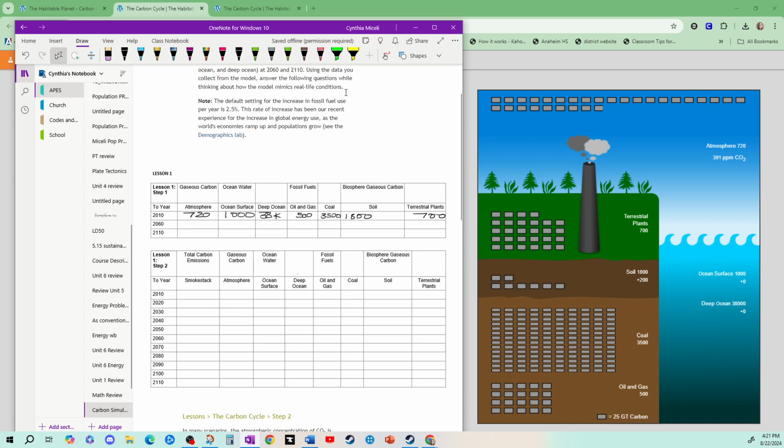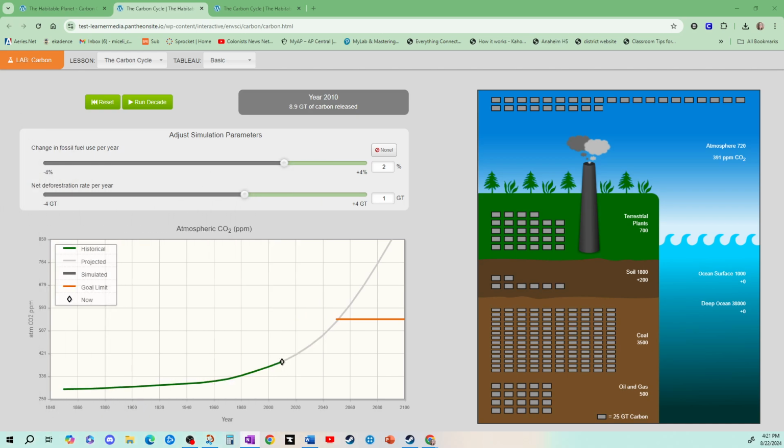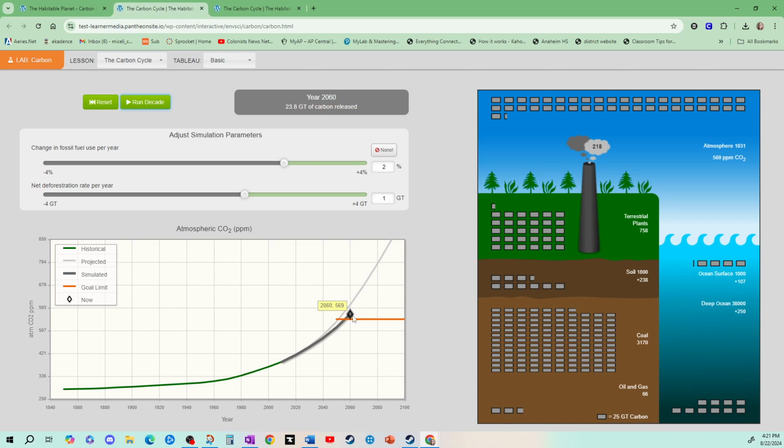Okay, and then our directions say to forward it all the way to 2060. So let's do that. So here's 2010. And then we're going to run it to 2020, 2030, 40, 50, 60. Let's hover over here. We're at 2060. And the atmosphere is at 569 parts per million of carbon dioxide.